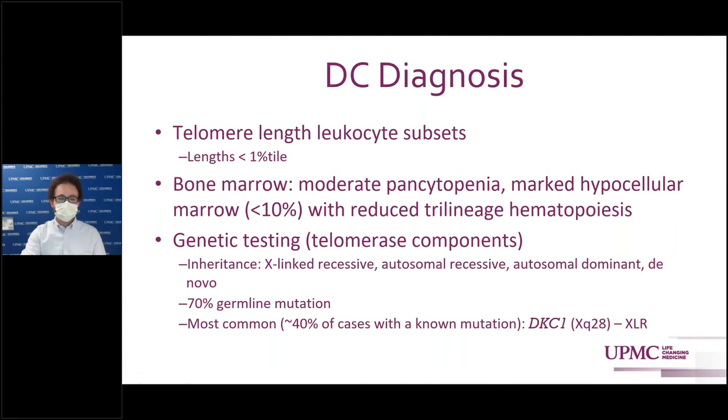So diagnosis, you can actually do a blood test that tests the lengths of those telomeres. And one of the big diagnostic findings for a general telomere biology disorder is when those lengths come back less than the first percentile. So that's an abnormal test. We can also do a bone marrow evaluation that can show a variety of different findings, including, you can see the pancytopenia, depending on where these kids are. And then you can do genetic testing for a lot of those mutations that we know of.